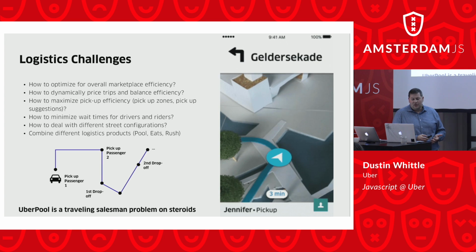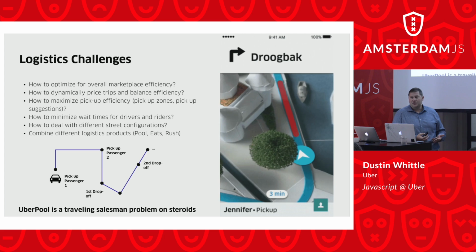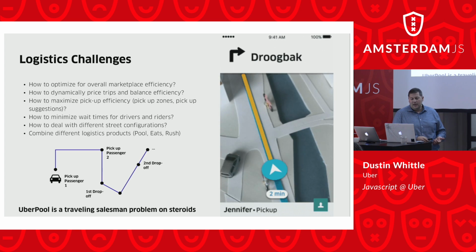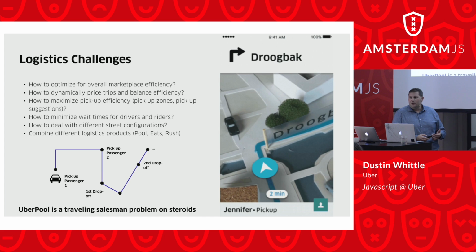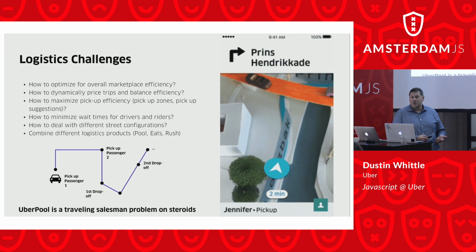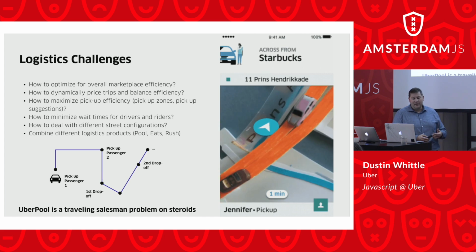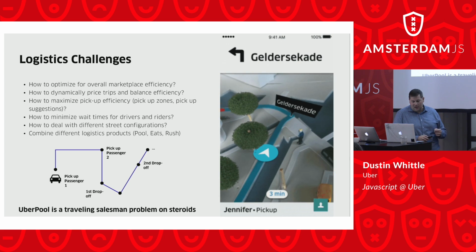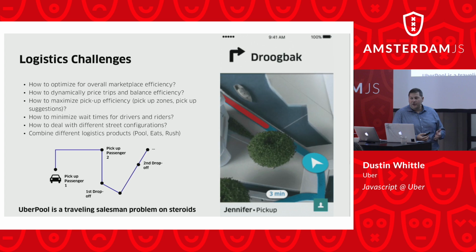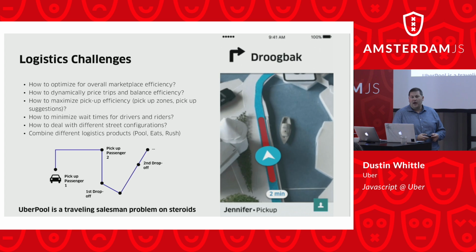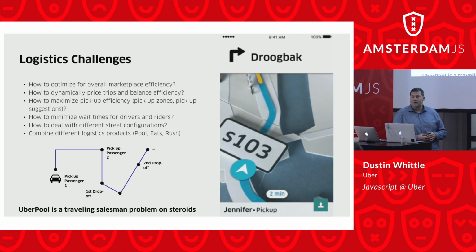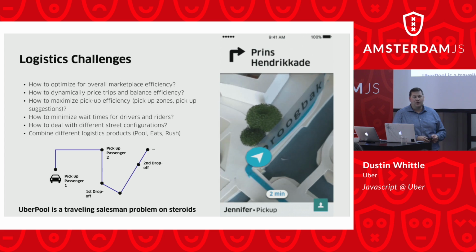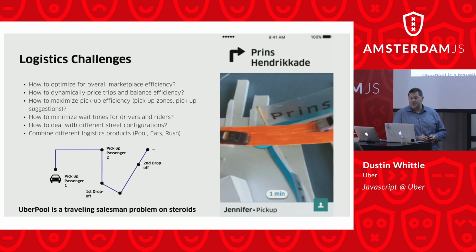So if you think about how it works, it's really about solving logistics challenges. If you have Uber Pool in the city, it's really a complex traveling salesman problem. How do I optimize for marketplace efficiency? How do I make sure that drivers aren't waiting and riders aren't waiting? And so really this becomes quite complex very quickly. And then how do you combine different products? If I have Uber Rides available in the city as well as Uber Eats, can I not mix that supply together with demand? And how can I do that efficiently?